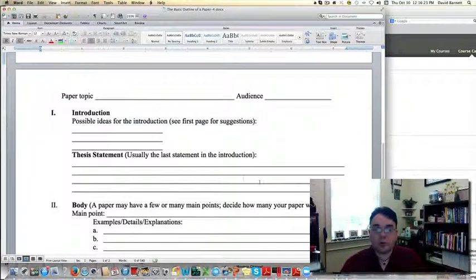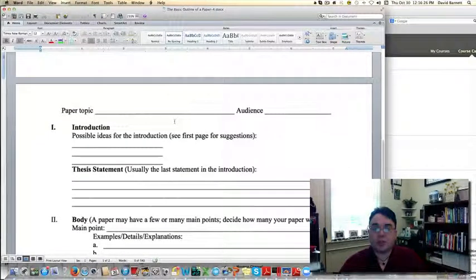I just wanted to point out this is a good page for you to work out the ideas of your paper. You can click on this and type. You can get rid of the lines, but it's a good place to go and organize your paper before you write it, so that it flows well, and that's important that you do that.